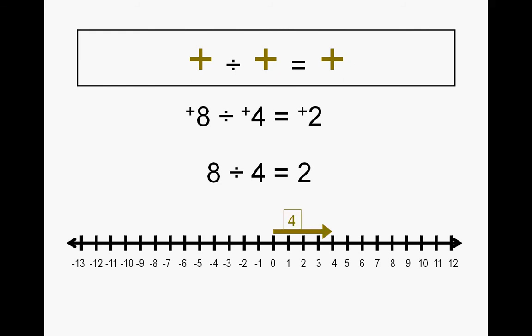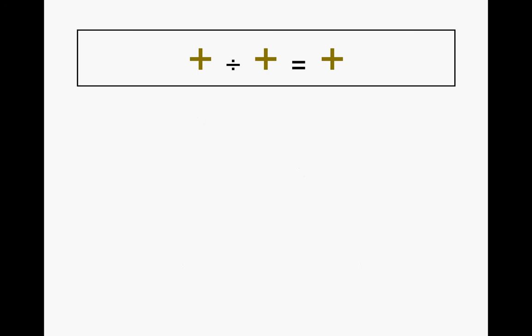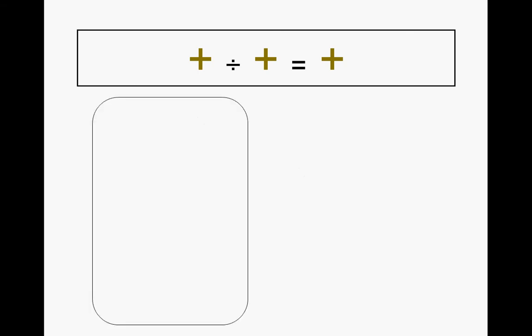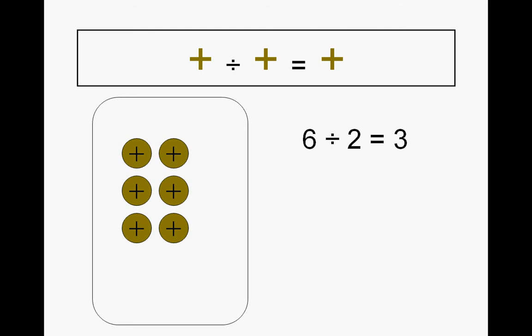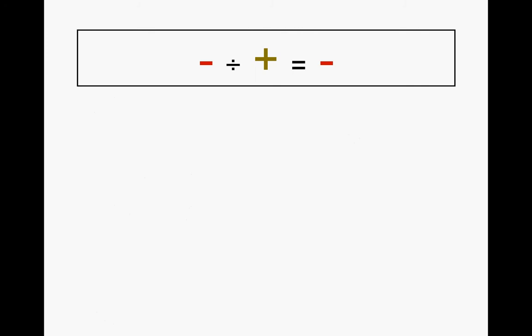So again, this would be 8 divided into two groups of 4, because 4 times 2 is 8. If you have a number line, or I'm sorry, integer mat, if you have 6, you can divide them into groups of 2, and that gives you 3 groups.